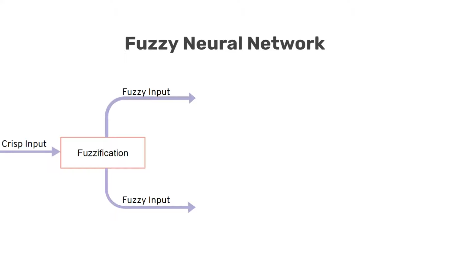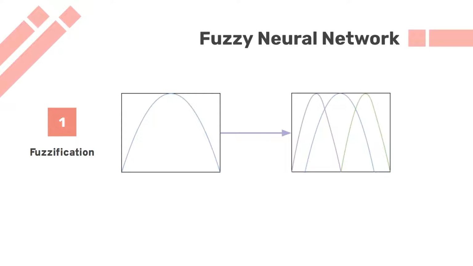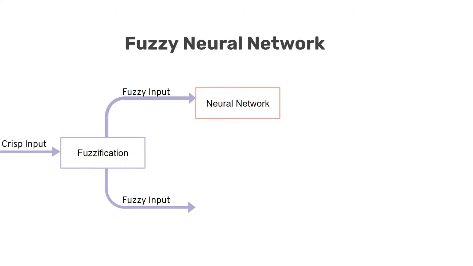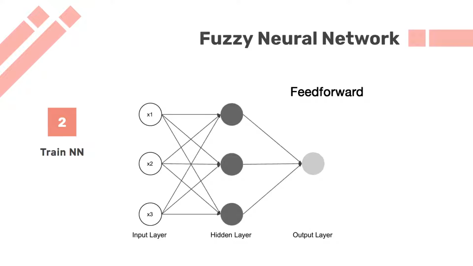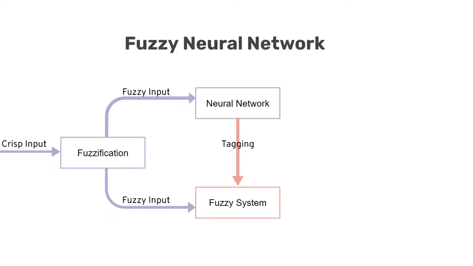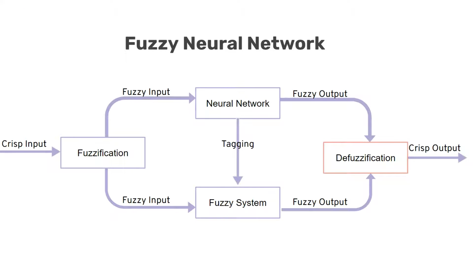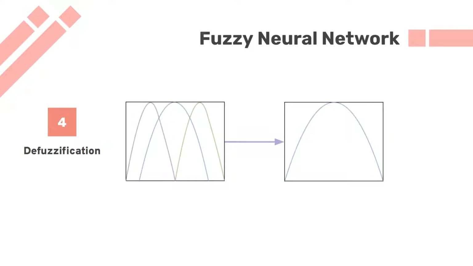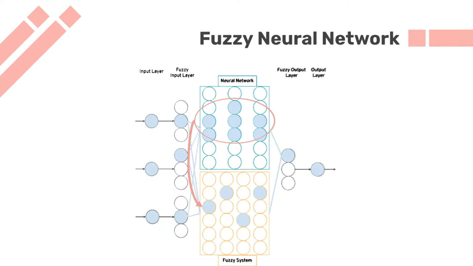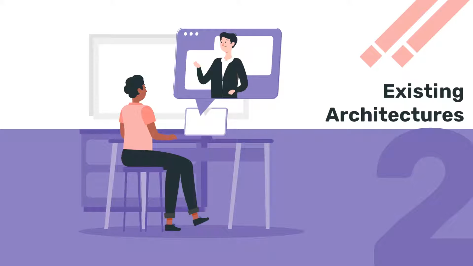The first step will be to fuzzify the input, which is done by clustering. The second step will be to train the neural network. Third will be to tag the fuzzy system with the results from the neural network. Lastly is to defuzzify it so that the output will be in linguistic terms, and this is how the process should look. We will be going through the existing architectures that will be integrated in the new architectures later on.